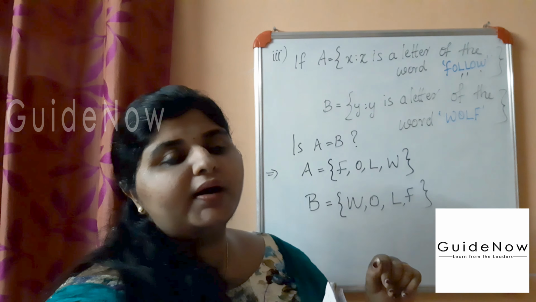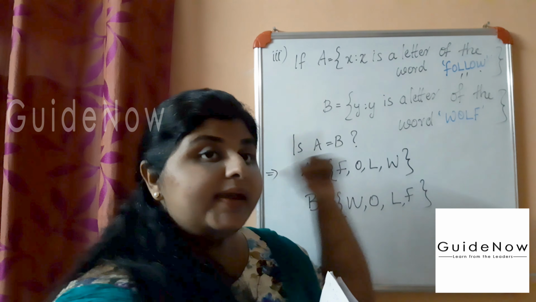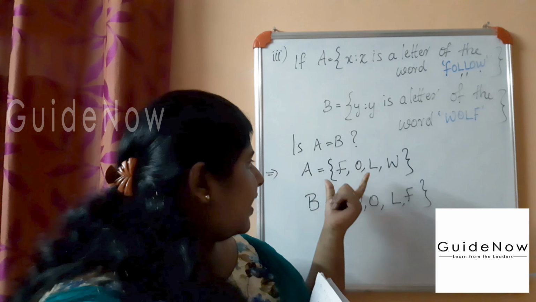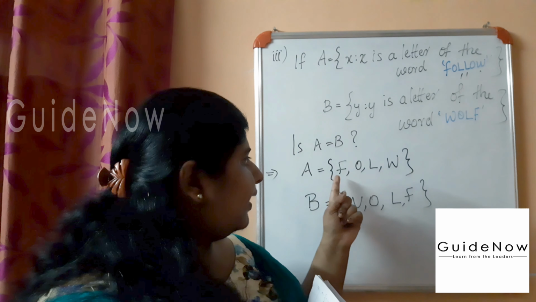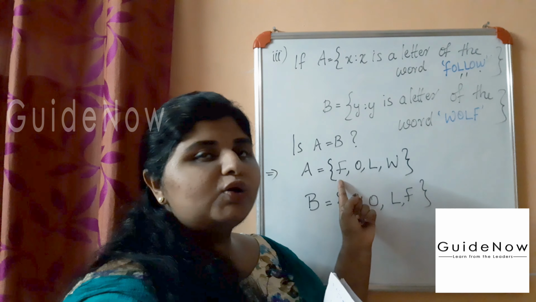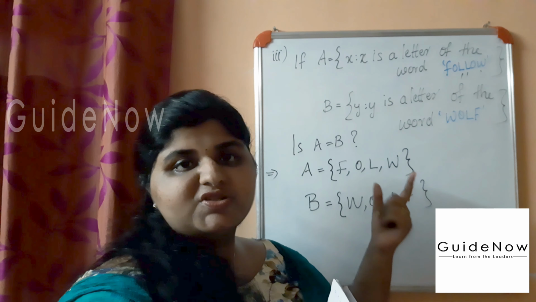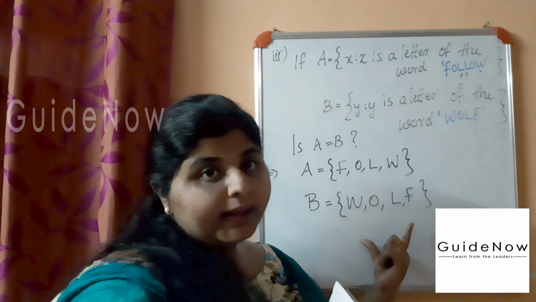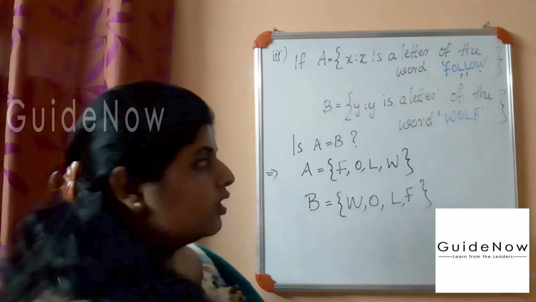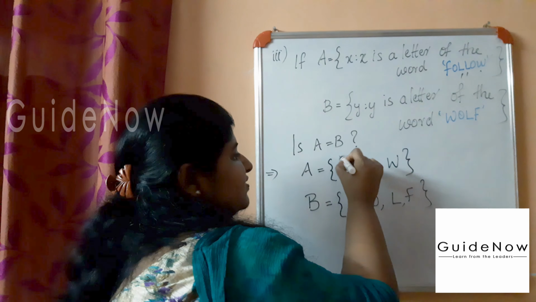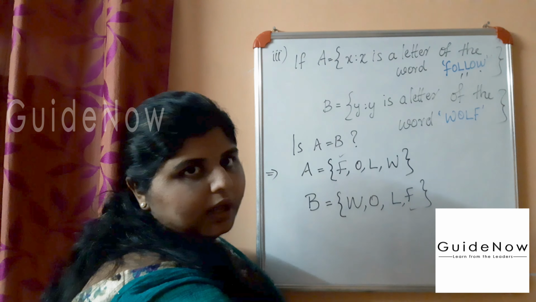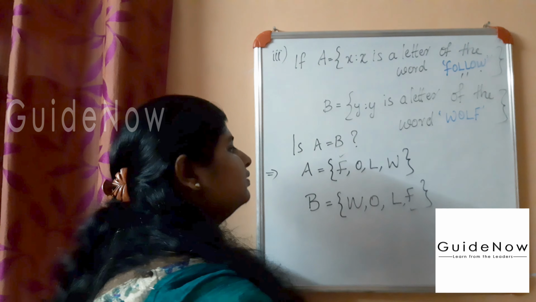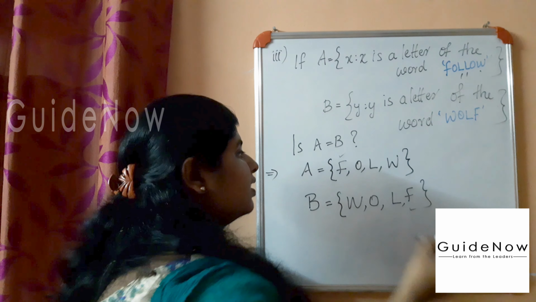Now we have to check the question: is A equal to B? Here A is F, O, L, W. We have to check whether all these elements are in set B. In set A, F is there. Set B also has F. Okay, one letter is done. Next letter.